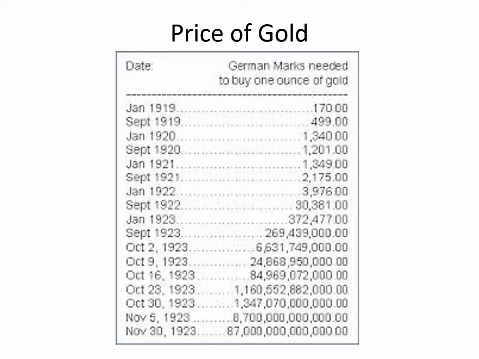Similar, visual is the price of gold in German marks. And again, immediately after World War I, January 1919, it took 170 marks to buy an ounce of gold. And again, that rose progressively over the years, looking to 1923, 372,000 marks, 270 million marks, 6.6 billion marks, 25 billion marks, 85 billion marks, 1.16 trillion marks, up to a high of 87 trillion marks to buy an ounce of gold.